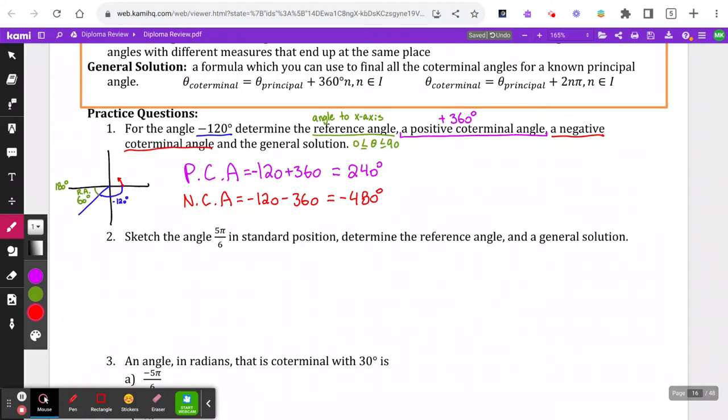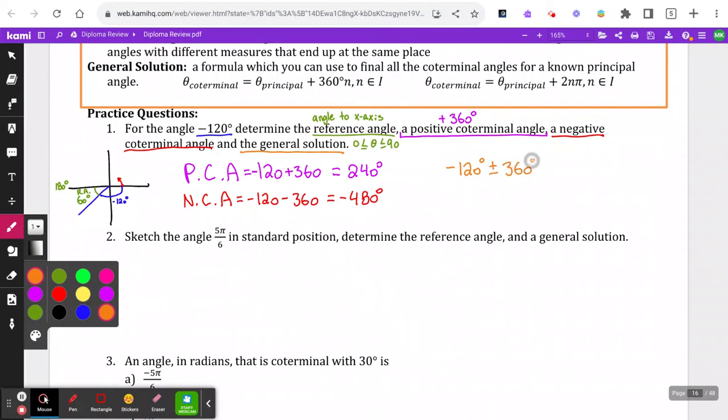And the general solution. So the general solution is a way of describing all angles that get you to that terminal arm. The way you get all angles is by taking your negative 120 degrees, adding or subtracting 360 degrees, times n, where n is the number of times that you do a spin. You do have to define n, because if you don't do a whole spin, then it wouldn't work. So n has to be a whole number. N is an element of the whole number system.